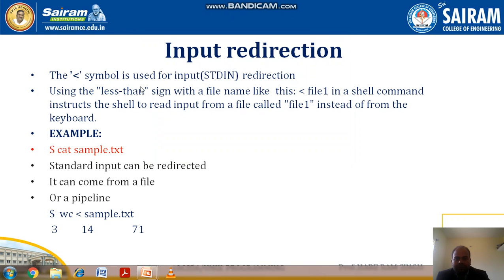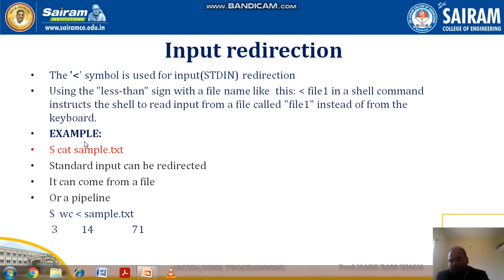We will continue with input redirection. The left angular bracket symbol is used for standard input redirection. Using the less than sign with a file name, like less than file1, is a shell command that instructs the shell to read input from a file called file1 instead of from the keyboard.